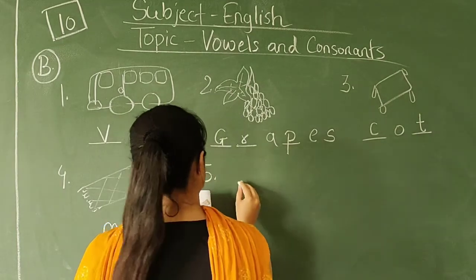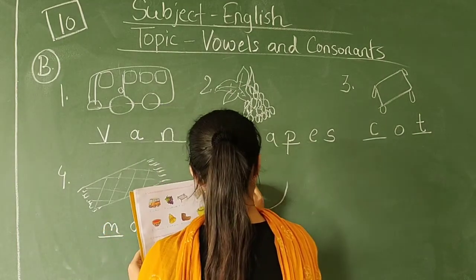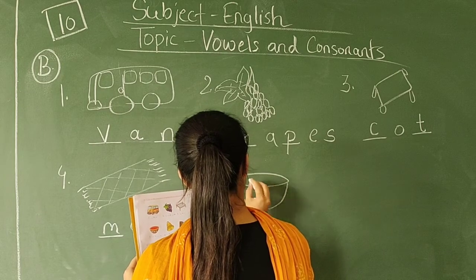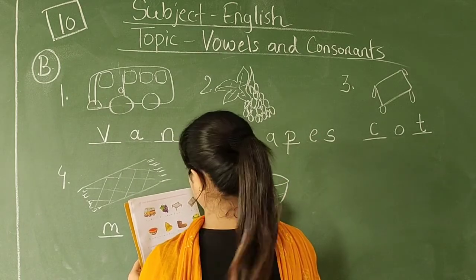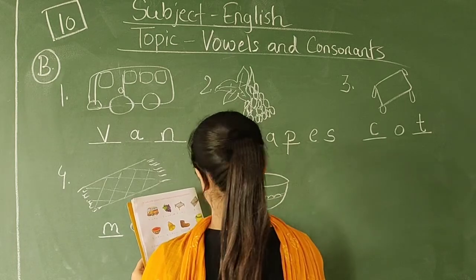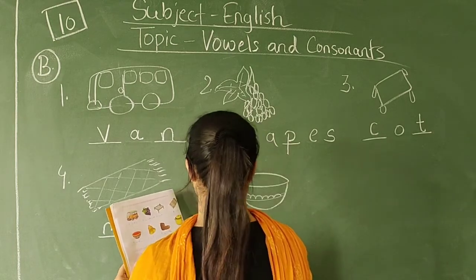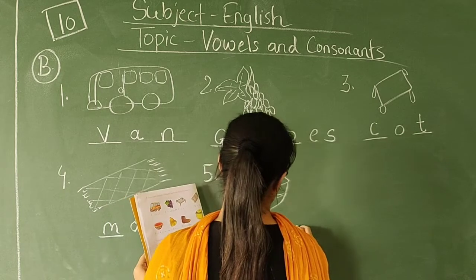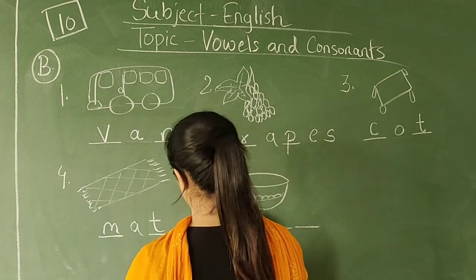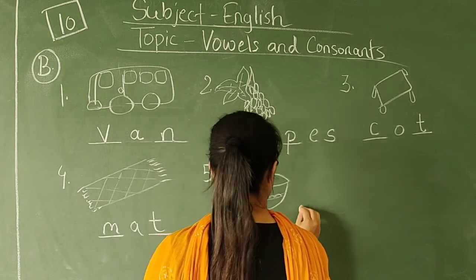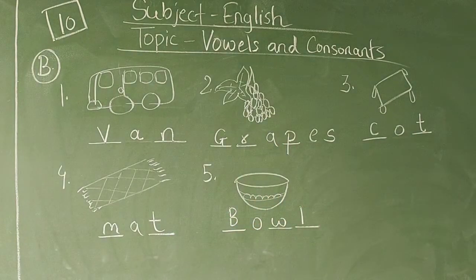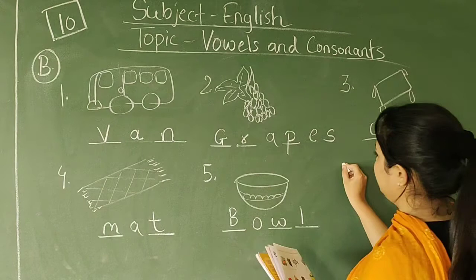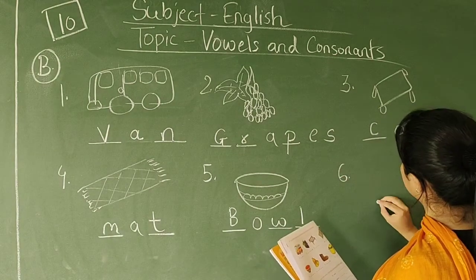Picture number 5 is of, what is that? This is blank O blank blank. So BOWL, bowl. Picture number 6.